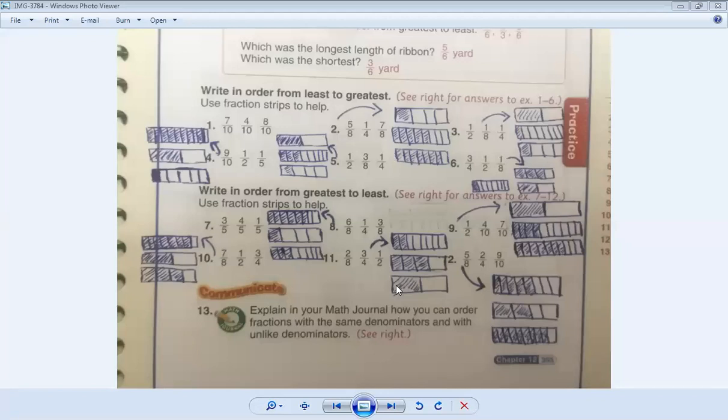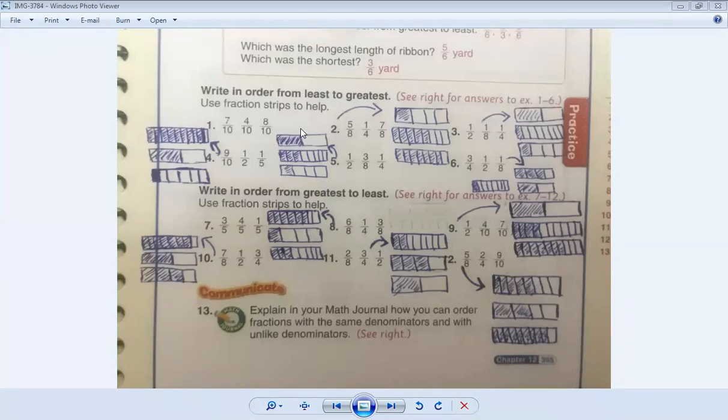This is the answers. Yalla, let's start. Number 1, I have the same denominator. You have to read the question, right? In order from least to greatest. From least to greatest, okay? So here I have 10 in the first one, 10, 10. Yani all the denominators are the same. I have the same denominator in 3 fractions.